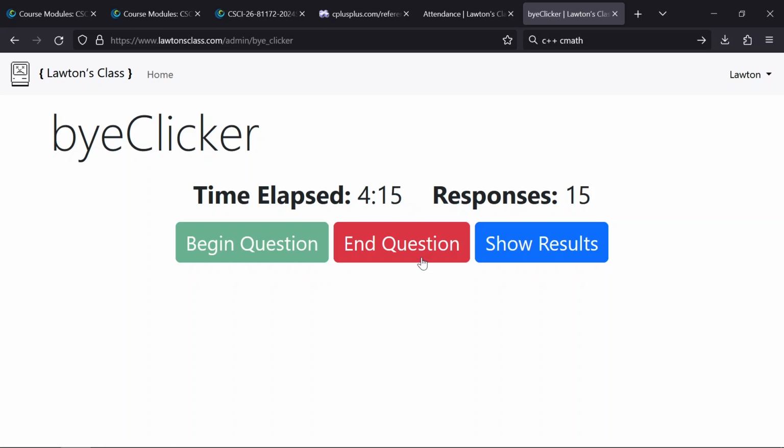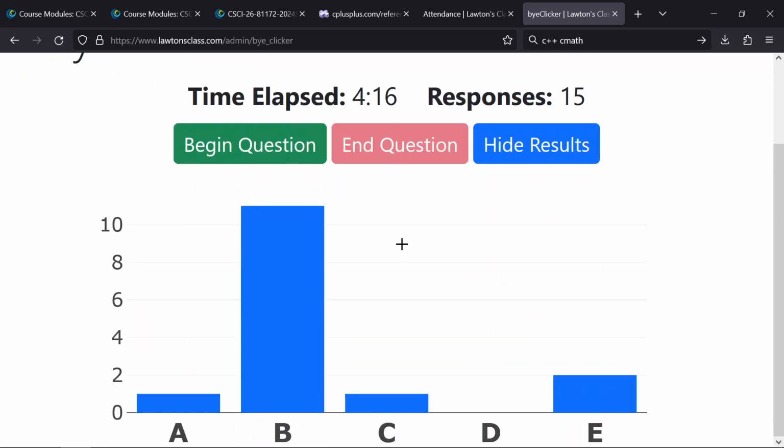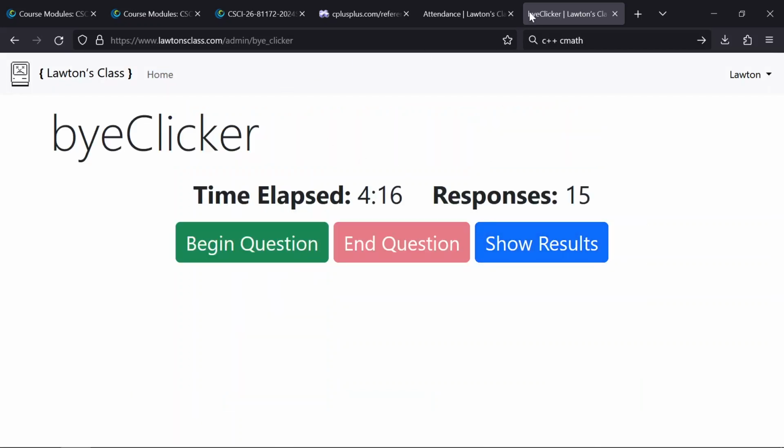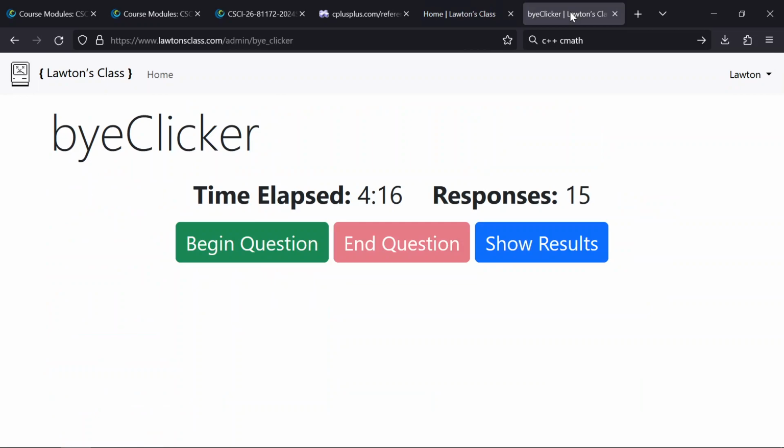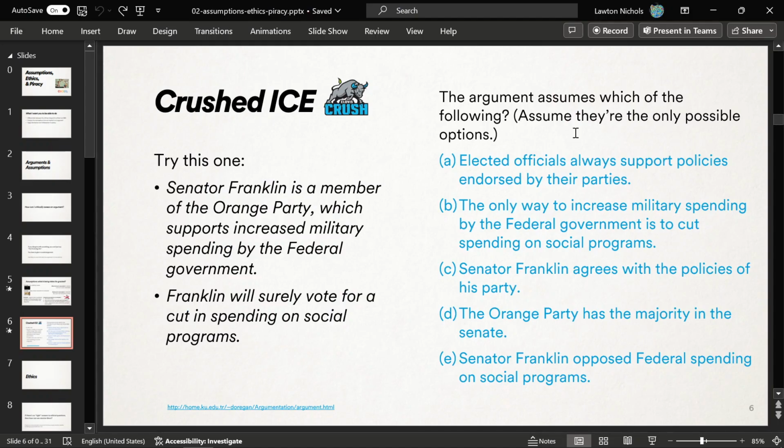Alright, let's see. Let's see if we all agree. Ooh. We are gravitating towards B, but a few of us, none of us like D, but a few of us picked the others. Okay. So, let's see here. And yes, B is the right answer. So good. And let's talk about why. So good job if you got that.